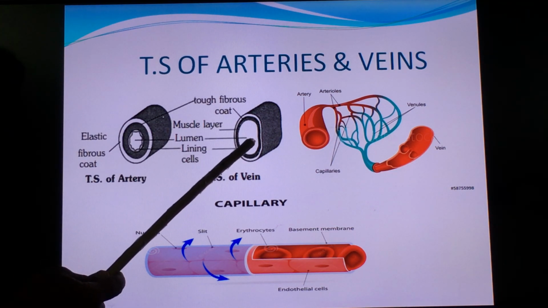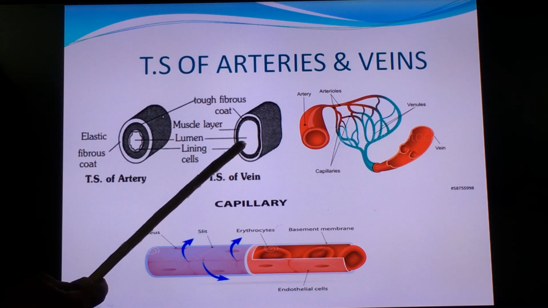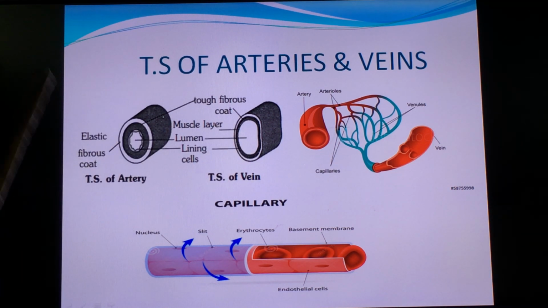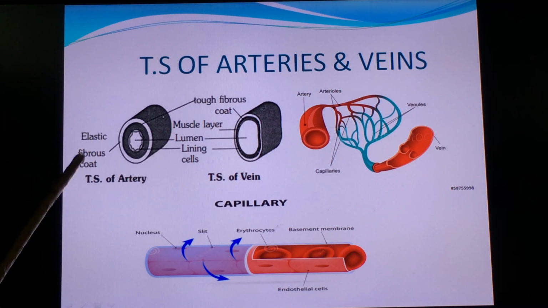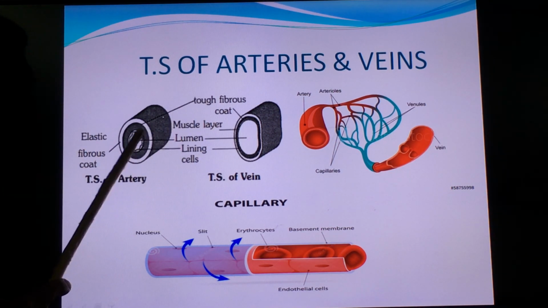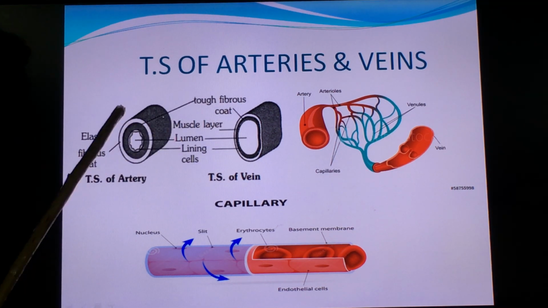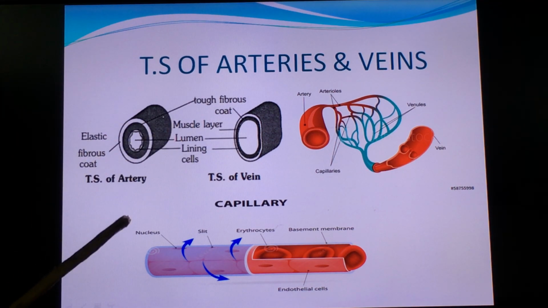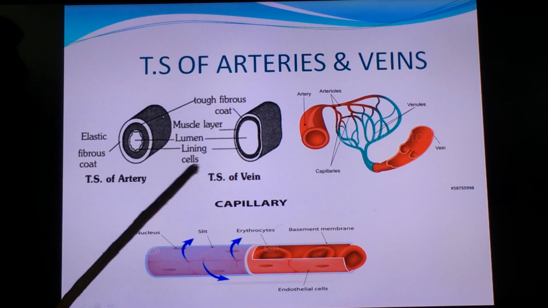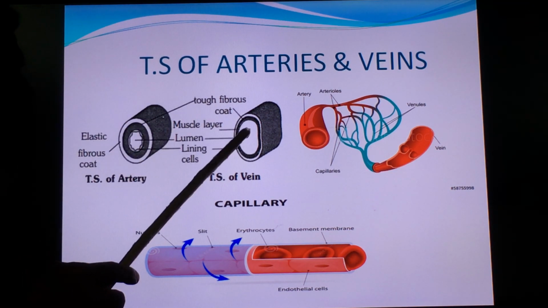Why do veins have large lumen? They cannot expand when blood is present. Arteries can expand when blood is present. Why? Because they have elastic fibrous coat. And here, the muscle layer. In both blood vessels we can find a muscle layer. Muscle is helpful for movement. This muscle layer is helpful for movement of blood in arteries and veins.